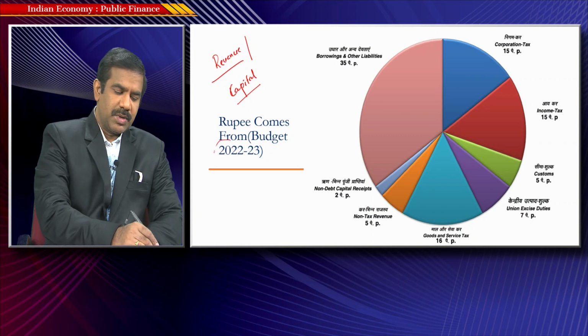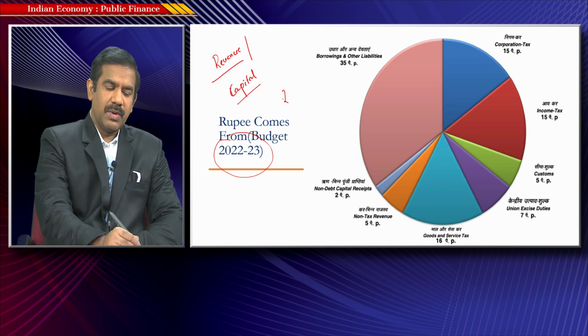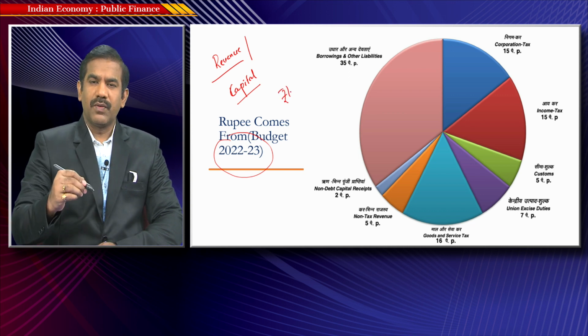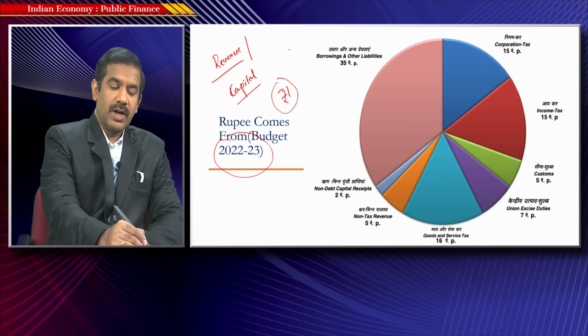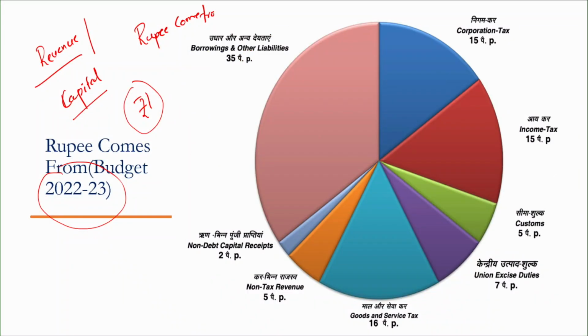This is the budget of 22-23. This pie chart helps you understand where the rupee comes from. I mean, out of every 1 rupee, what proportion is contributed by each part of the receipts. That's what we are trying to discuss. The biggest part of this pie happens to be borrowings and other liabilities. Out of every 1 rupee, 35 paise of what we mobilize comes from borrowings and other liabilities.